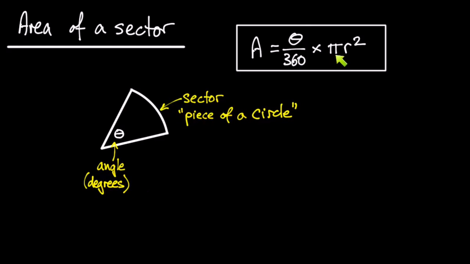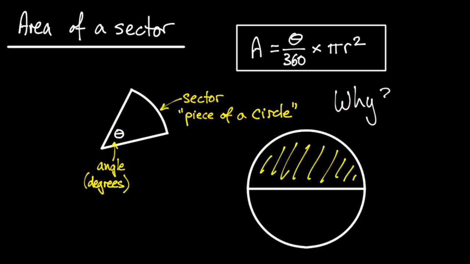Then simply multiply it by our normal formula. Our normal formula for the area of a circle. So in other words, angle divided by 360 times the area of a full circle. And I'll just take you through an example and show you why that works.